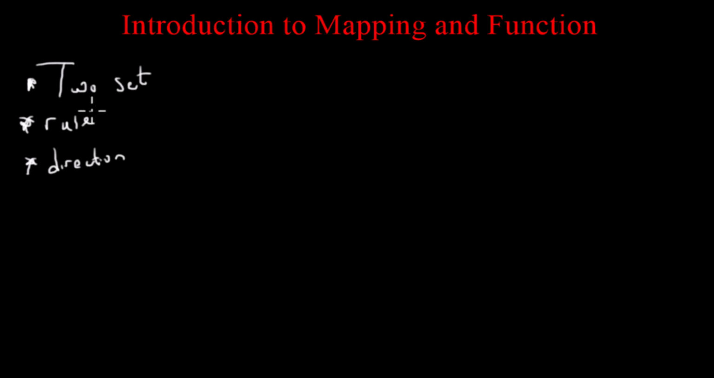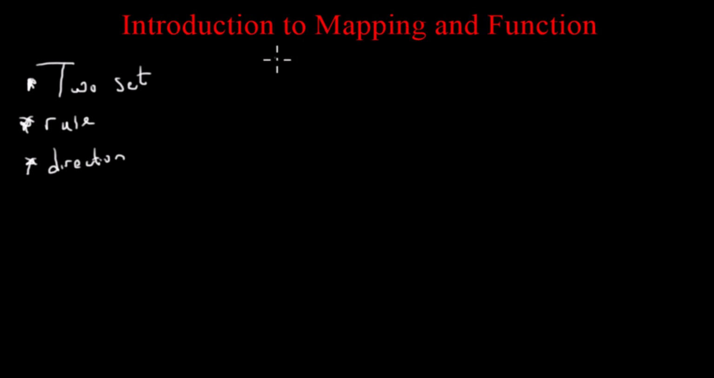I repeat myself. Before we can ascertain that, oh, this is a mapping, three things must be checked: do we have two sets? Is there a rule connecting the sets together? And then is there a direction between these two sets?